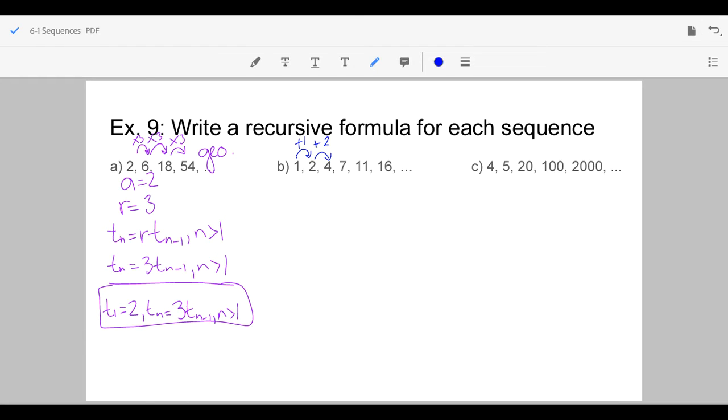2 plus 2 is 4. 4 plus 3 is 7. Plus 4 is 11. Plus 5 is 16. It doesn't have a common ratio. It doesn't have a common difference. Therefore, it's not arithmetic or geometric, but it is still a sequence.